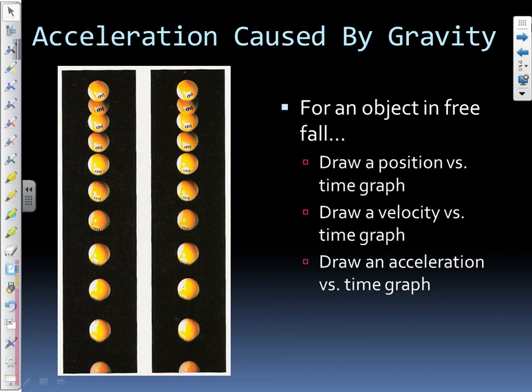Position versus time, velocity versus time, acceleration versus time.